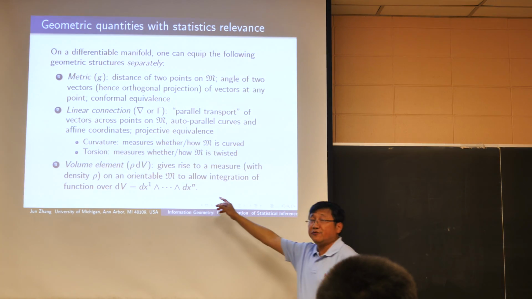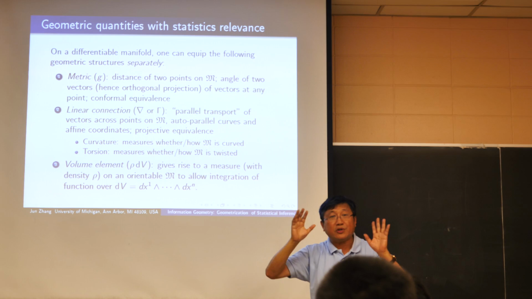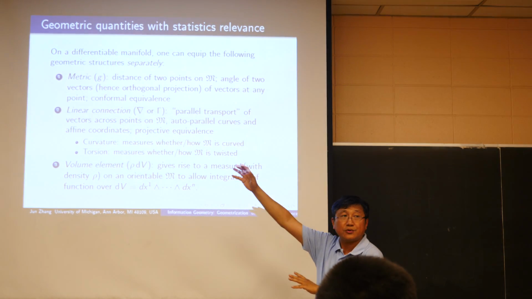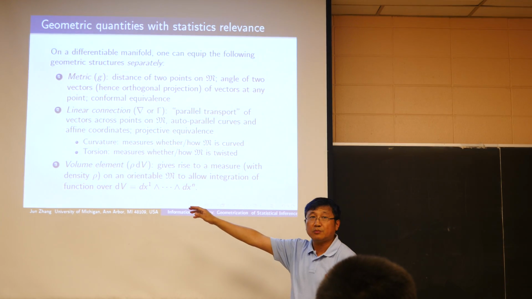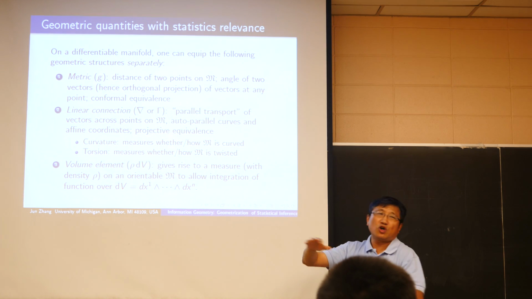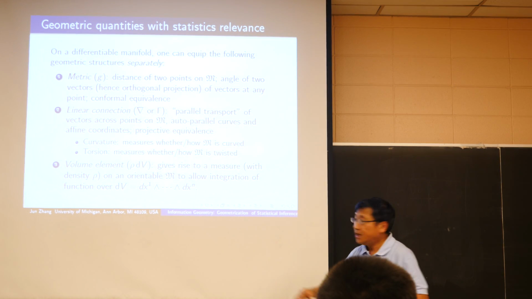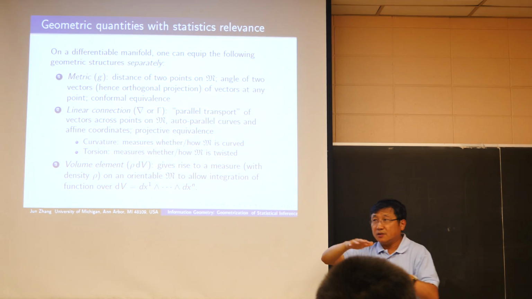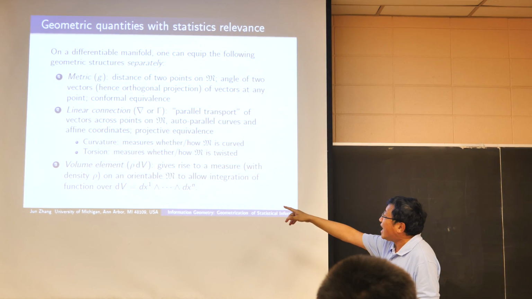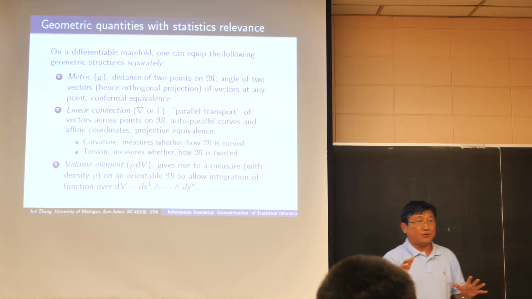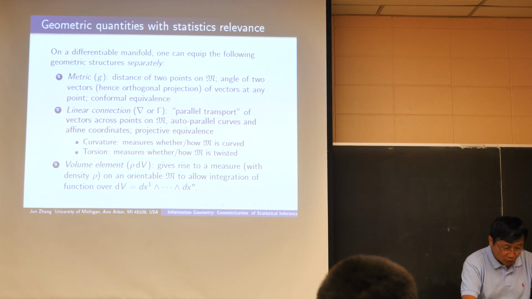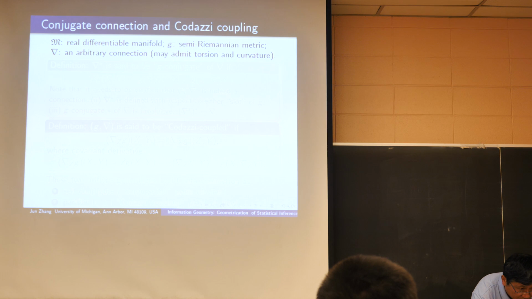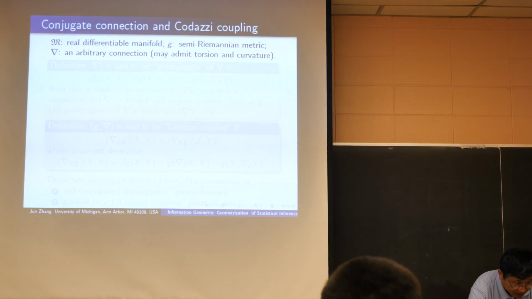Now, on a manifold, the third thing, which is also separately defined, independent of the first two, is the volume element. And for the volume, we're talking about an orientable manifold. So the volume basically gives rise to a measure. It allows you to do integration of functions on the manifold. And this is going to be important as we go on to talk about its application.